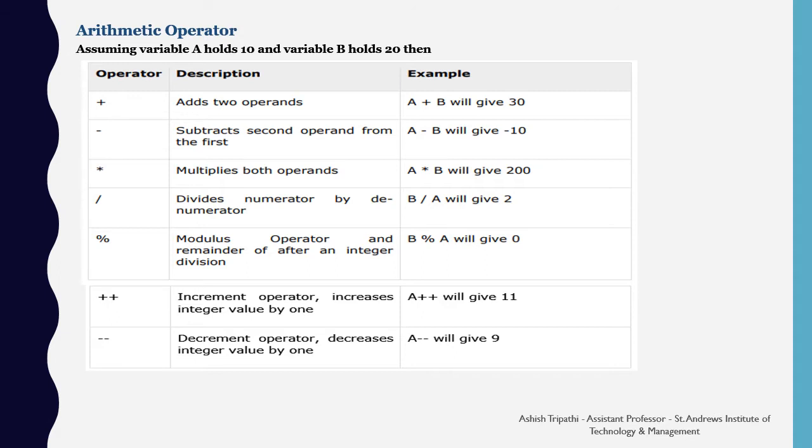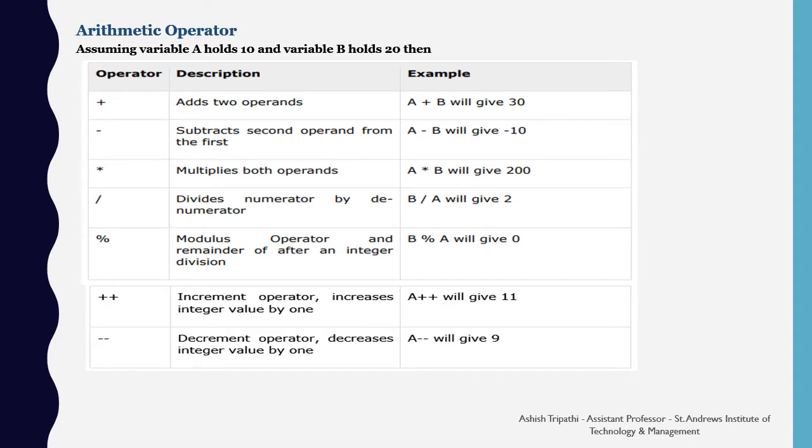The multiply operator multiplies both the operands. A multiplied by b will give 200. The divide operator divides the numerator by the denominator, that is, b divided by a will give 2. The modulus operator finds out the remainder of the integer division. Likewise, b modulo a will give 0.